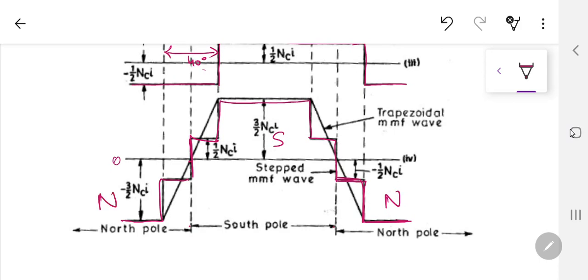Now previously, if I redraw that flux waveform in the concentrated winding case, when it was in front of the South Pole, let's just assume it was something like this. And when it was in front of the North Pole, it was actually opposite, but just for now I am taking it. So it was something like this. It was a square waveform. Now what has happened, it has become a step waveform. Now this is closer to a sinusoidal MMF.